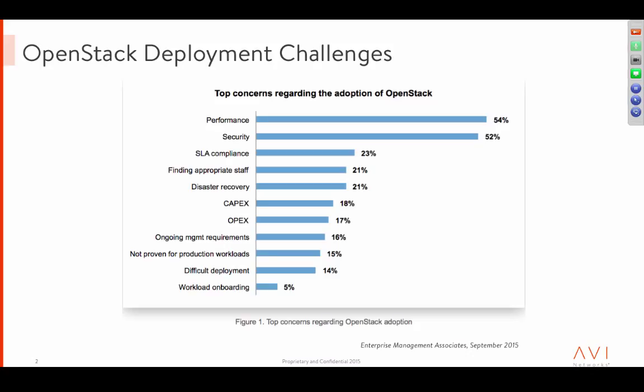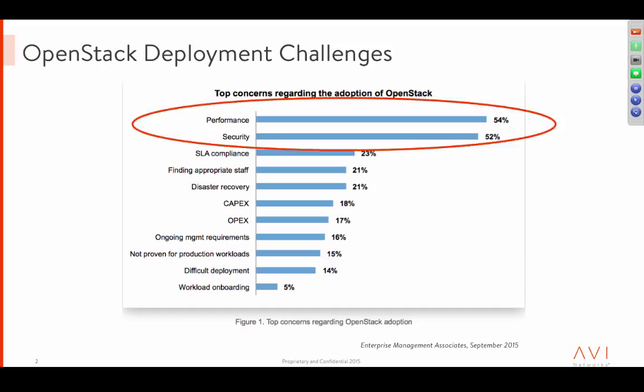So let's get started. According to a recent report from Enterprise Management Associates, the prime deployment challenges with OpenStack are around performance and security. These are the primary reasons why users of OpenStack have not deployed production workloads in OpenStack environments. In today's session, we're going to address how Avi Networks is addressing these challenges and making OpenStack ready for prime time.